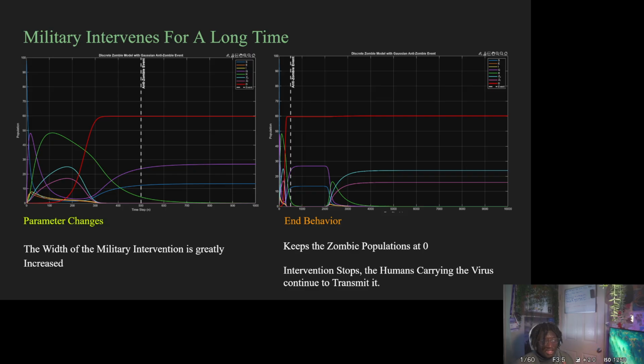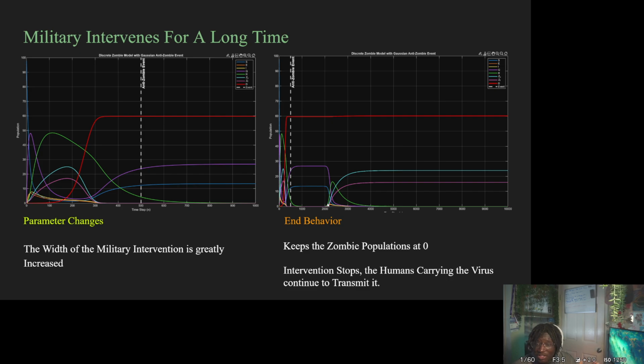And then in this case, we're not assuming that the rapid zombification rate is super large anymore. Instead, we're going to assume that the military is intervening for quite a while. And it's easiest to see on the graph on the right, where we have 10,000 days instead of just 1,000. You can see that the military intervention is affecting the zombie population, keeping the cyan and pink lines at 0 for a very long time. As soon as a zombie pops up, they're dead, right? That's how you can think about it.